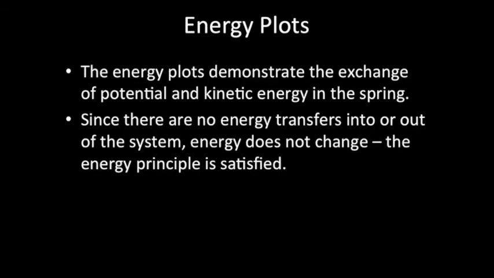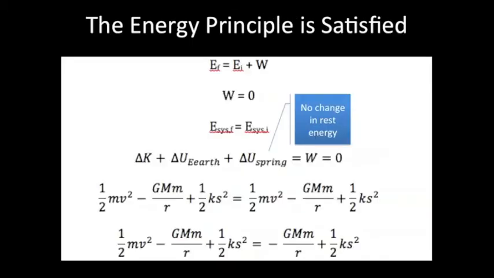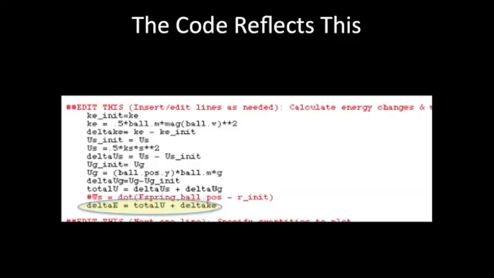When we look at the energy plots, we can see that there's a constant exchange between potential and kinetic energy, and there's no transfer of energy into or out of the system, and so the energy principle is satisfied. When we look at the equations, we can set work equal to 0, so the initial energy will equal the final. This is what the equation will look like. And we also notice that there's no change in rest energy because the composition is not changing. And we can easily see that the code and the simulation reflect this principle very well, as the total change in energy is due to the total change in potential energy plus the total change in kinetic energy.